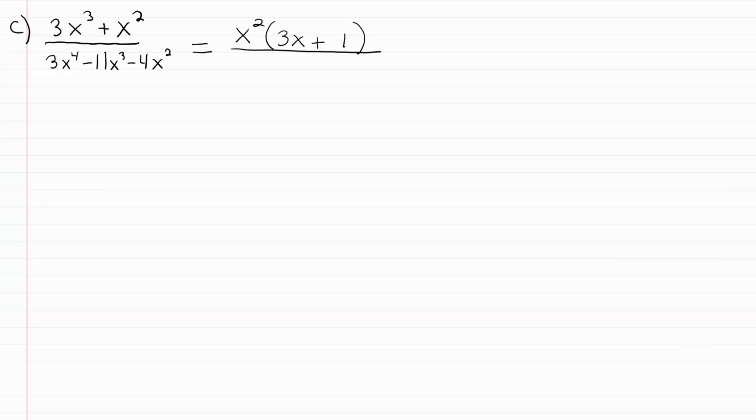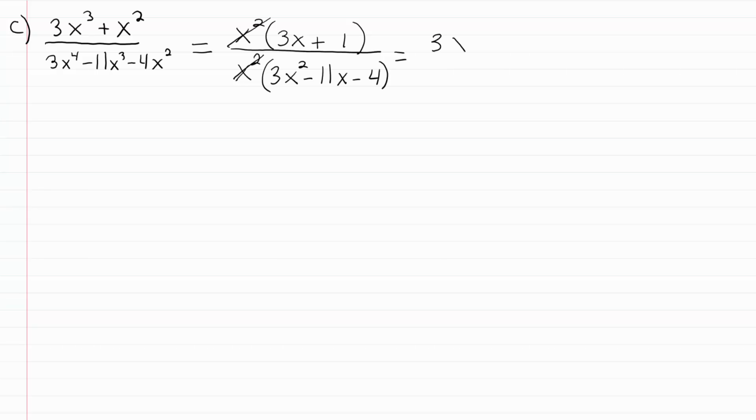Let's move down to the denominator now. It looks like we also have an x squared in common down there. So I'll factor out an x squared. And let's see what that gives us. Well, we'll have 3x squared left over after we take x squared from x to the fourth. I'll have minus 11x, because we had x to the third before. Taking out x squared, we'll have just x remaining. Minus 4 after we remove the x squared.